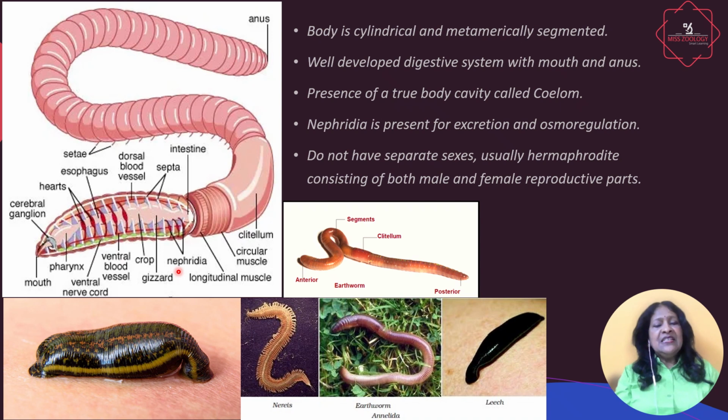They do not possess separate sexes like males and females. Most of them are usually hermaphrodite, lodging both male and female reproductive organs within the same individual. Now you can see quite a number of good examples shown here in the image. A leech, which is a parasite, is sanguinivorous, that is, it feeds on blood. The next is a nereis, then an earthworm, and finally again a leech is shown to show its suckers.